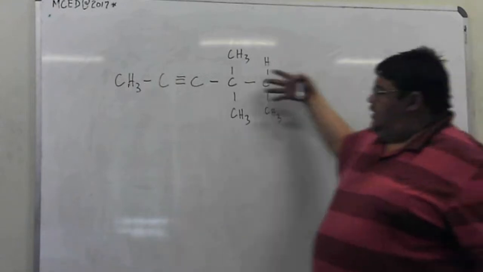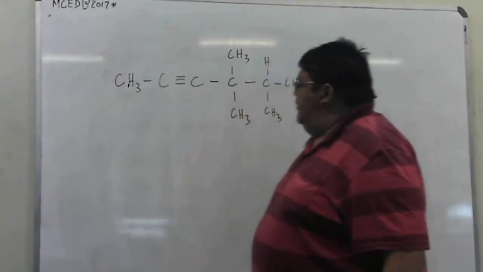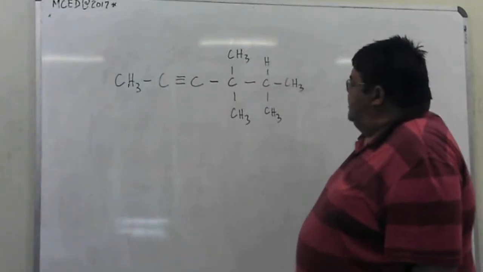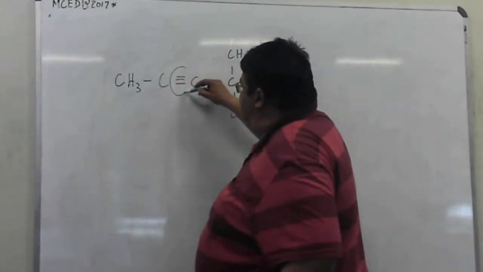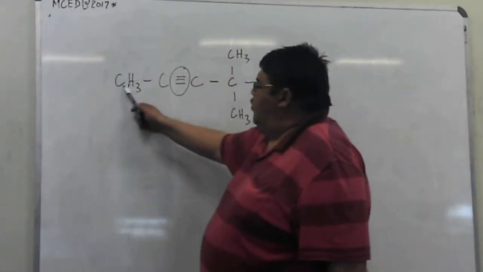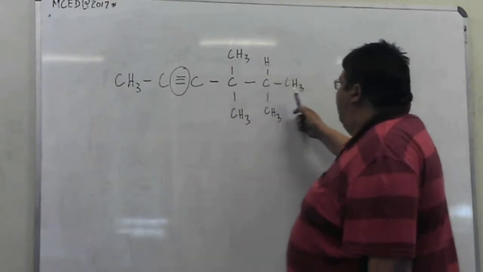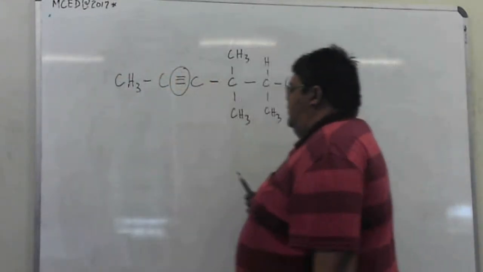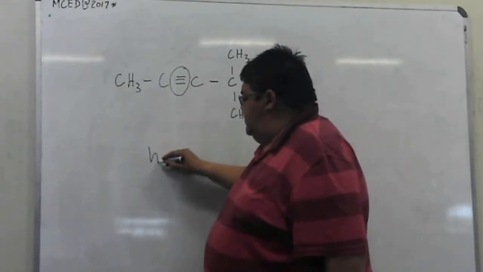So if I look at this molecule on the board and I have to name it, what takes preference is the triple bond. So it's definitely an alkyne. So I've got 1, 2, 3, 4, 5, 6. So the parent group is X.